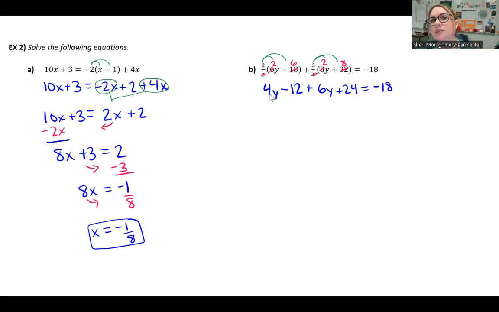So looking on the left side, it looks like I've got 2 y terms, so I need to put those together. And then I have 2 constants or numbers without a variable. I could put those together. So I need to combine like terms. And when you're working on the same side, you do not change the sign. So I'm going to put these 2 things together, and I'm going to put these 2 things together. So when I have 4 and 6, those can put together. They're both positive, so they'll become 10. And then 24 minus 12.